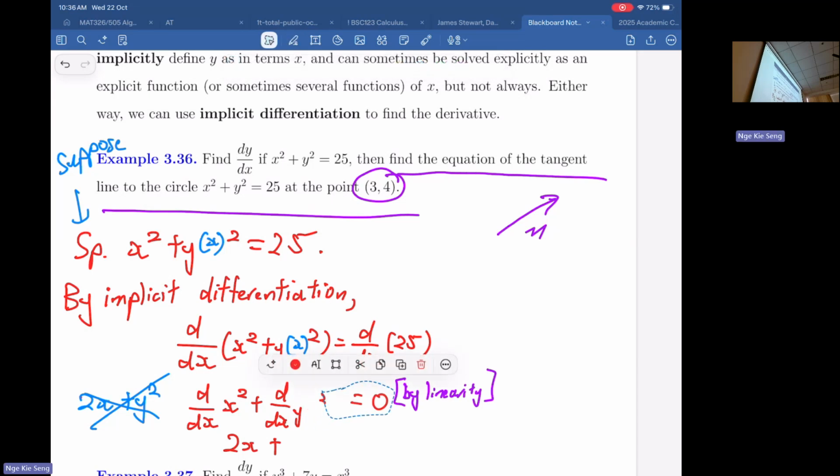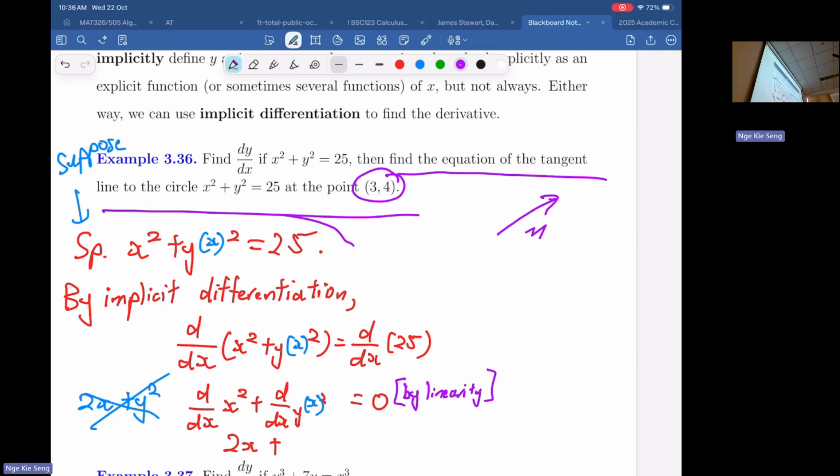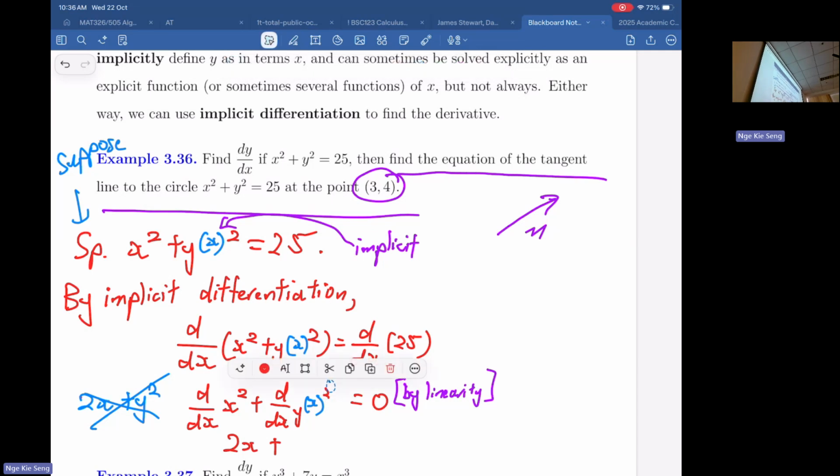Okay, so this is the point of the implicit. So this is the implicit part here. So this x is hidden, hidden in y here. Right? So if this y is in terms of x, but you want to differentiate this thing with respect to x. This is what we saw just now, right?